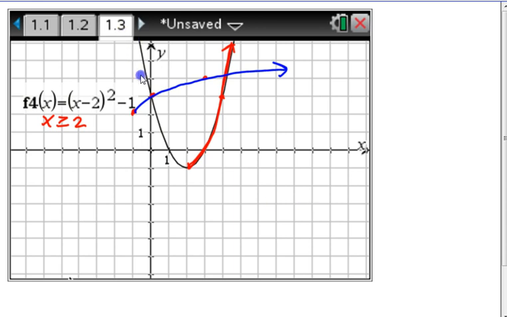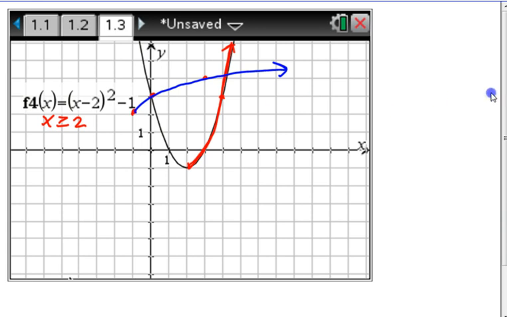Now, if I were to do the left-hand side, and you can hopefully see that this is a square root graph, it would be the negative square root. So how do you go about finding an inverse function? If you know an original function, how do you find it? How do you verify that it actually is a function?